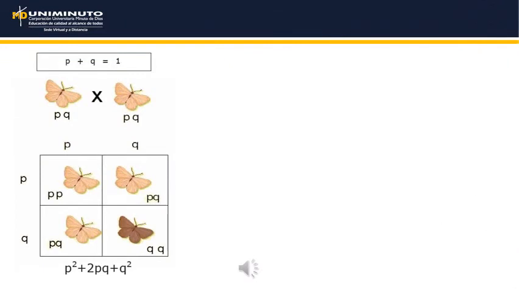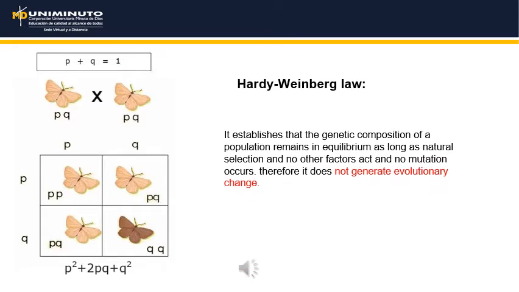Hardy-Weinberg law. It establishes that the genetic composition of a population remains in equilibrium as long as natural selection and no other factor, and no mutation, occur. Therefore, it does not generate evolutionary change.